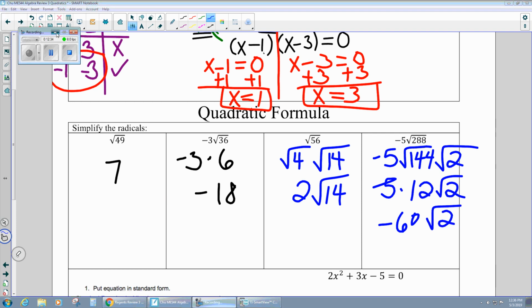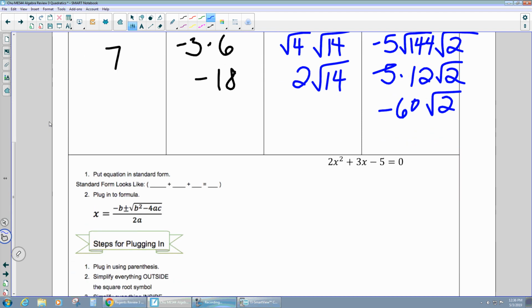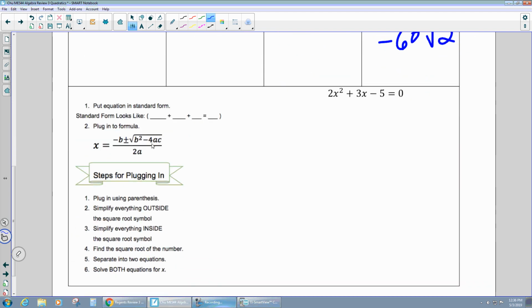Okay, so now let's try to apply the quadratic formula. The quadratic formula is given to you at all times. And just very quickly, let's review. Standard form is ax squared plus bx plus c is equal to 0. So let's check. My equation is in standard form. It's equal to 0. The exponents are in order from greatest to least. And now we want to plug into this formula.